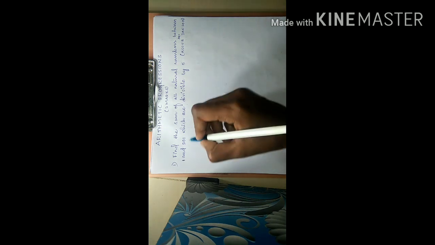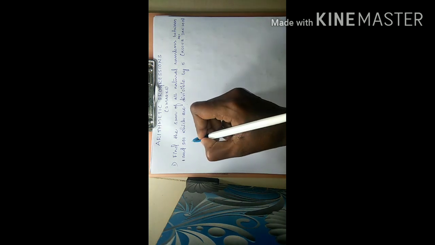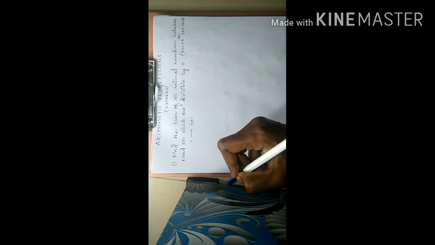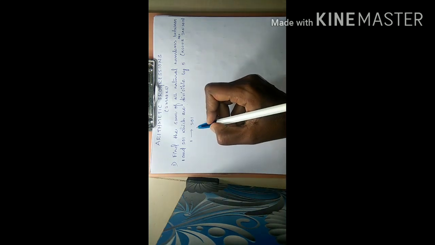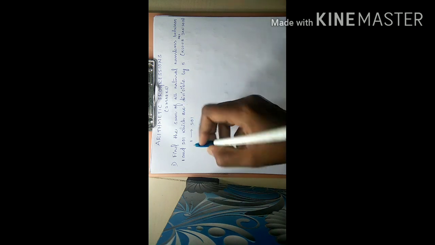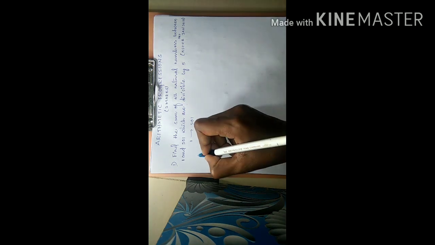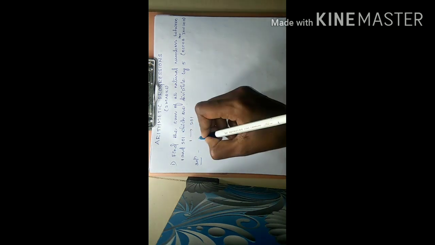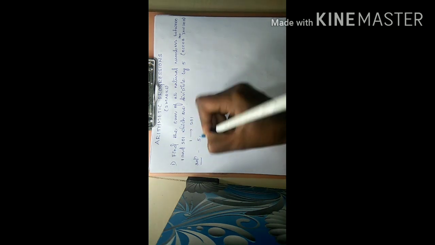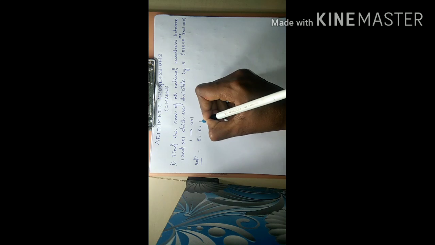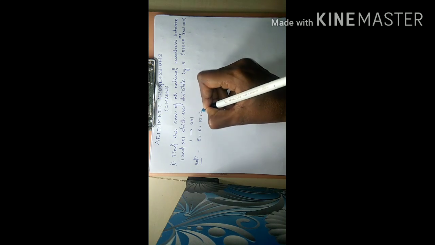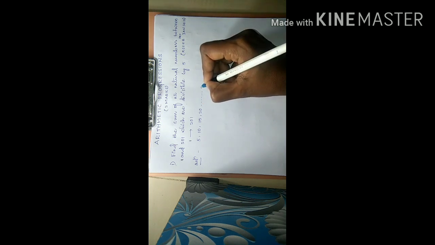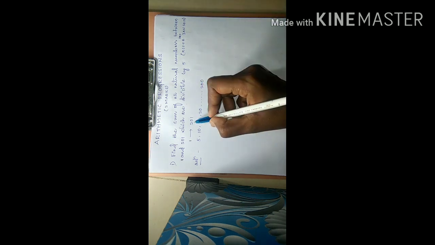So here the natural numbers between 1 to 201, and the numbers must be divisible by 5. So let me write the sequence: 5, 10, 15, 20 and so on. The last number is 200, which is divisible by 5.